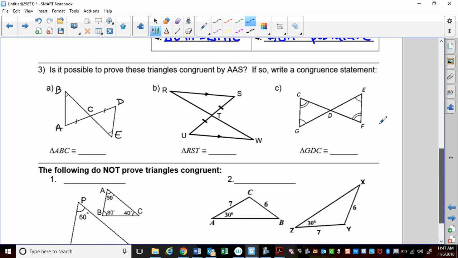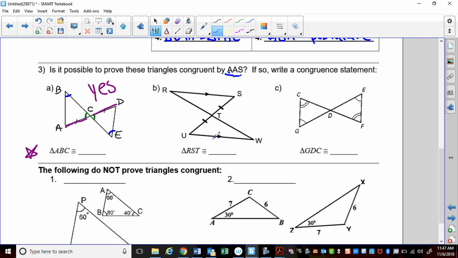All right, let's see if we can prove these are congruent by angle, angle, side. So this angle is congruent to this angle. We know vertical angles are congruent, and they are giving us that this side is congruent to this side. So this one would be angle, angle, side. Very nice. So you say yes. I want you to write your similarity statement, right? Remember, the order matters.